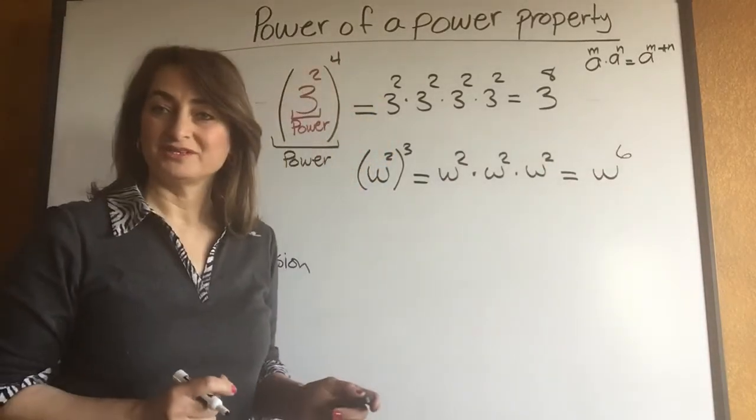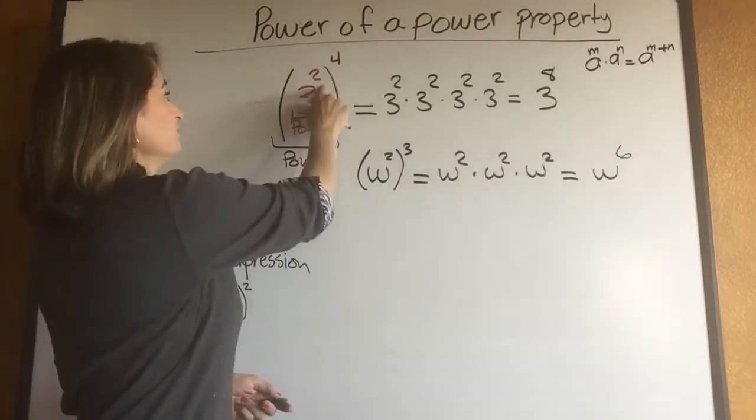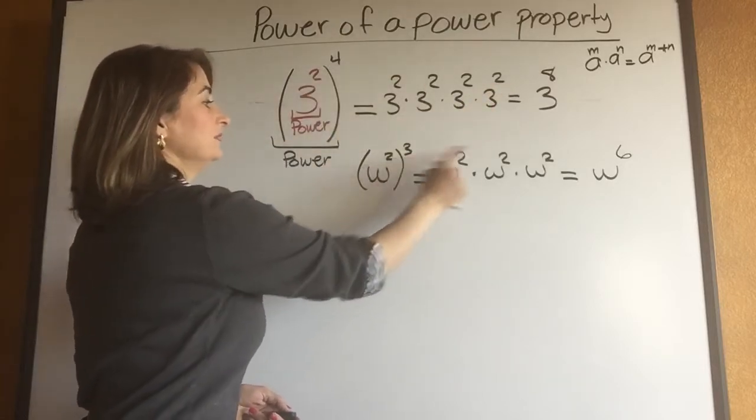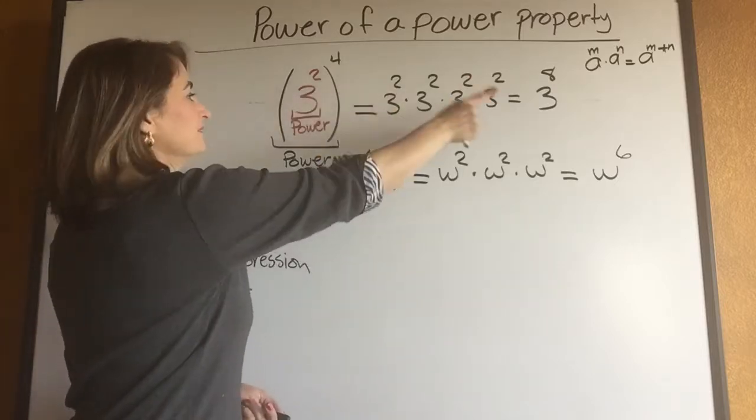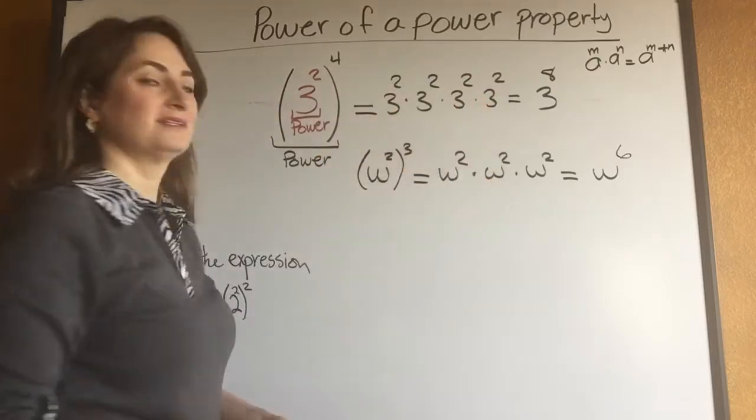Did you notice what happened to the exponents now? You started with 2 and 4, end up with 8. 2 and 3, end up with 6. You multiplied them. 2 times 4 is 8, and 2 times 3 is 6.